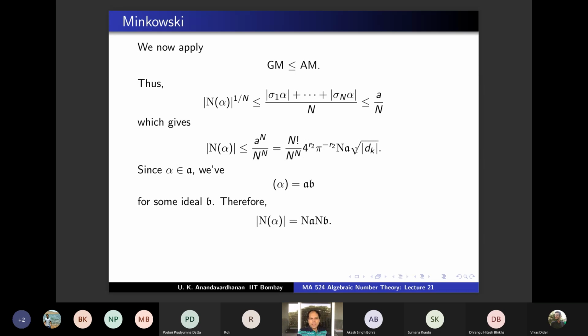And if you plug in that here and cancel this norm of A on both sides, you will get norm of B less than or equal to n factorial by n power n, 4 power r2 by pi power r2, times root of mod dk. This norm of A is cancelled. Okay, so this is what is called the Minkowski bound. So Lang calls this much the Minkowski bound, but let's call the whole thing the Minkowski bound.